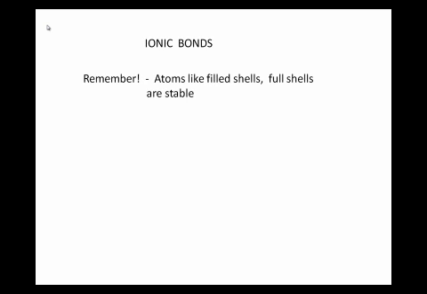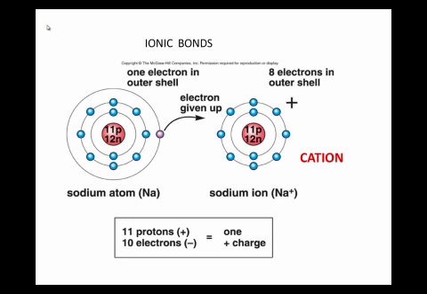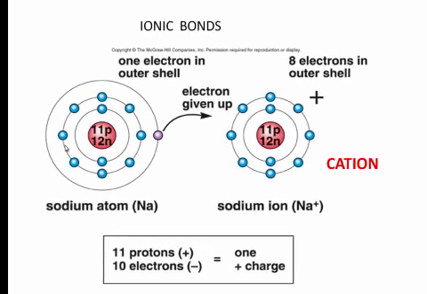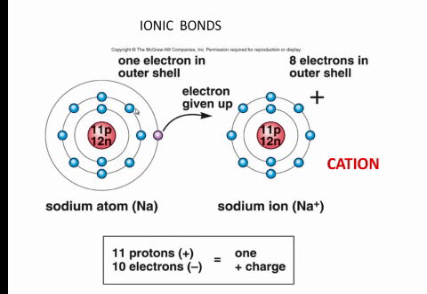An ionic bond. Once again, remember, atoms like to have a filled shell because that's what makes the atom stable and happy. To begin looking at an ionic bond, first we will examine sodium. Sodium is atomic number 11. So it has 11 protons. It also has 11 electrons. So if we take these 11 electrons, we do our electron configuration.